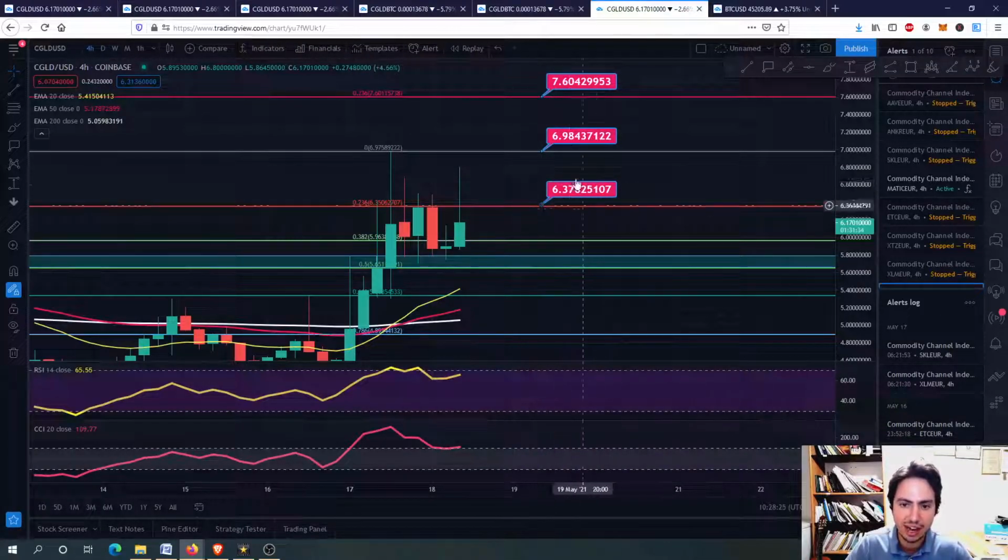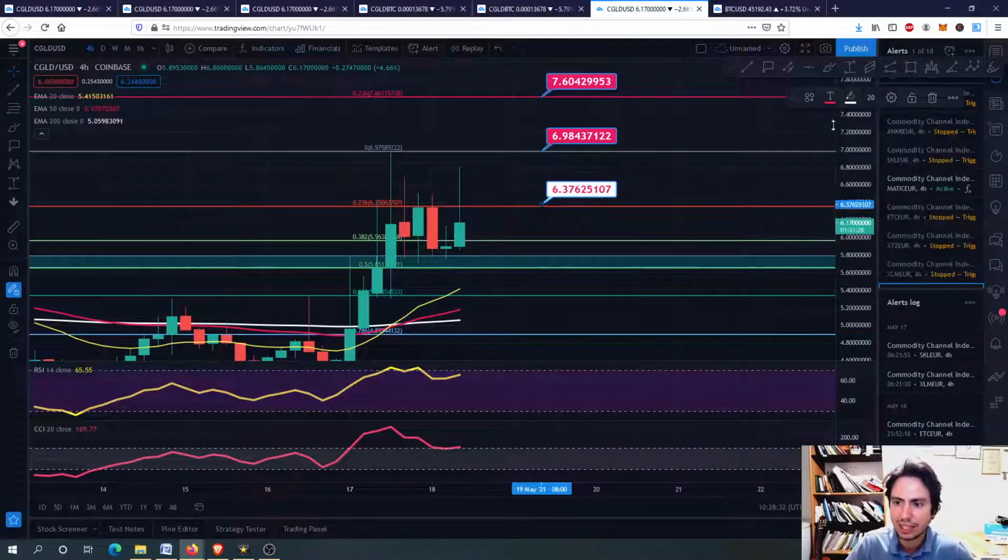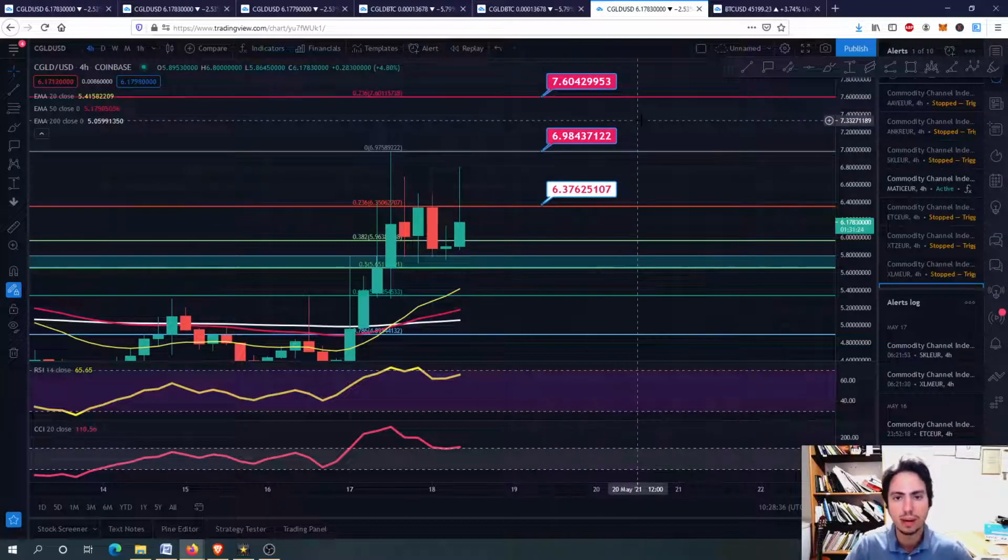6.37 is the line we want to break for the short term, and of course by the time we make this a support level, then we can go further above to 7.60. That's our price target for the short term, guys. I always want to be honest with you, but on point. I don't want to mess with you around.